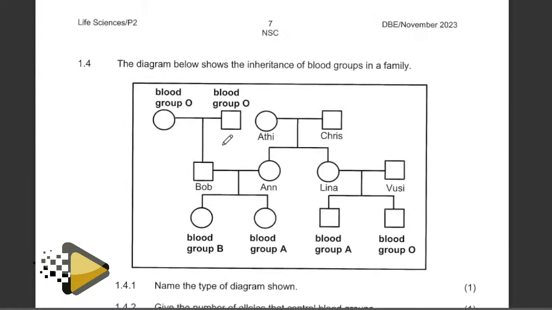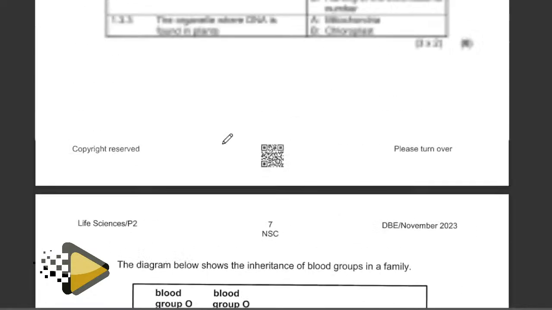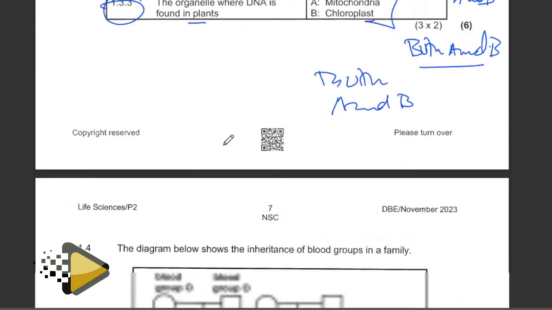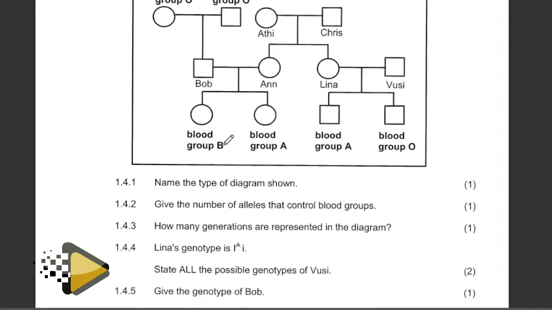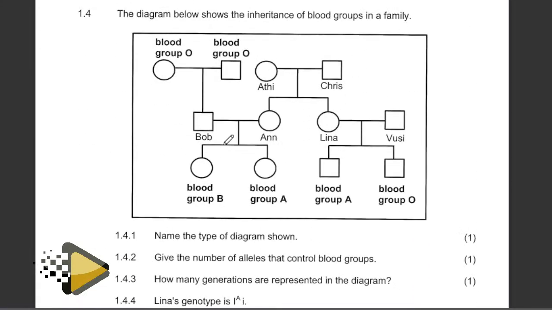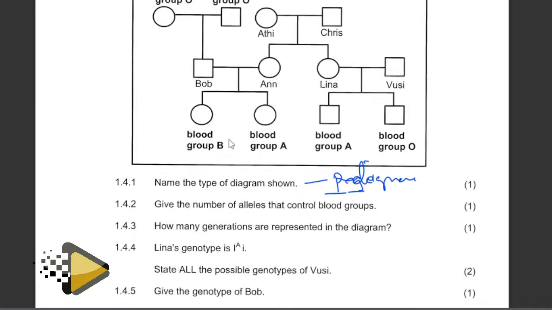And then we are going to question 1.4. I hope you got 6 out of 6. Yes, question 1.4, blood group. We talked about blood group yesterday, but let's see what was here. Name the type of diagram represented above. This is pedigree. Yes, so this one is correct. We talked about it, and someone was asking what's the difference between pedigree and the phylogenetic tree. So now we are clear there.